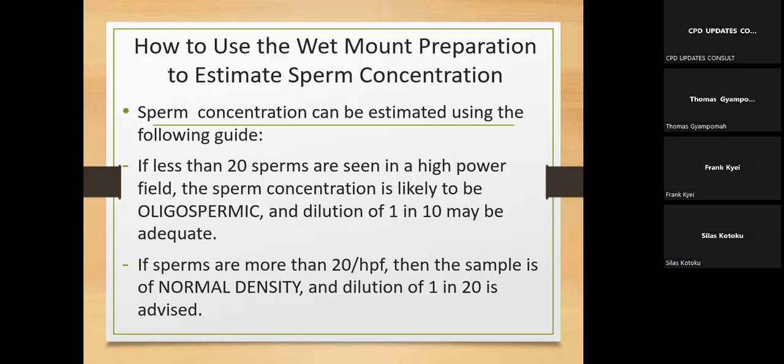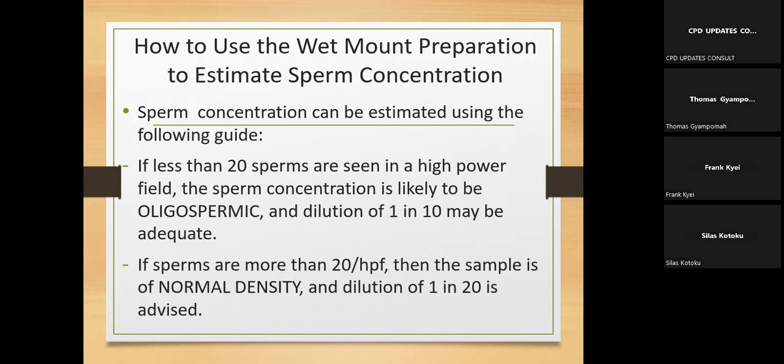Repeat it. You can't get 18 million sperms from what I saw. Okay, that's what we're talking about, oligospermic. Now, if you are getting more than 20 sperms per field in each, it means that the count is likely to go beyond 50 million. Okay, so it's likely to be of normal density.